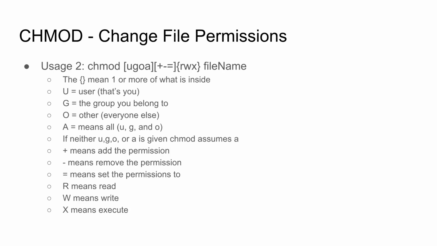Okay, there's another form that you can use where you say chmod, and you pick one of user, group, other, or all. Then you can use plus to add permissions, minus to remove those permissions, or equals to set it to the permissions on the right-hand side. And you can say one or more of read, write, and execute. U is the user, you; G is the group you belong to; O is others; and A is everybody. If you don't give u, g, o, or a, it's going to assume that you mean everybody.